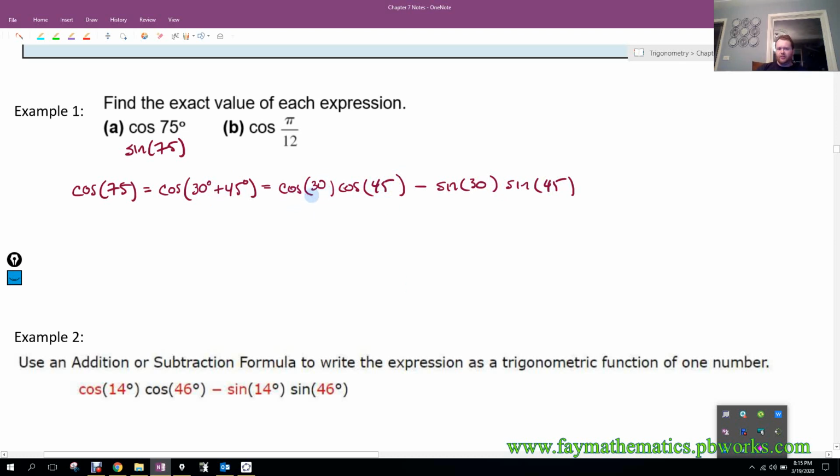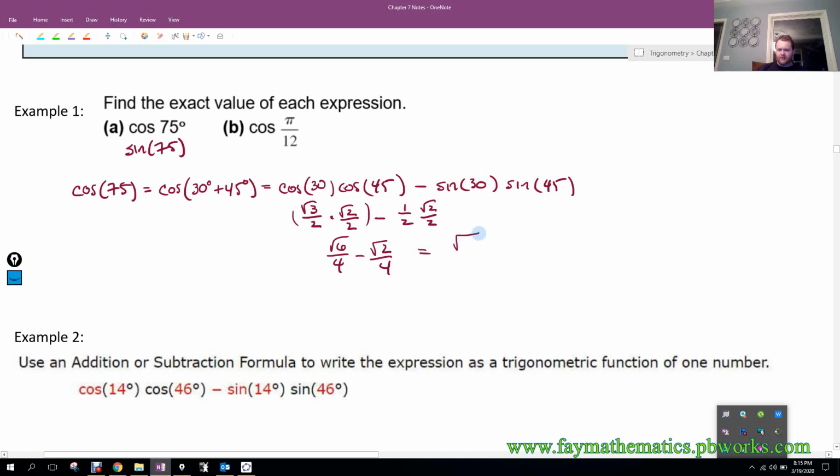You guys know what the cosine of 30 is. It's radical 3 over 2. You know the cosine of 45. That's radical 2 over 2. Minus then the sine of 30. So the sine of 30 is 1/2. And the sine of 45, radical 2 over 2. If I multiply this stuff together, this gives me here radical 6 over 4. And this here gives me negative radical 2 over 4.